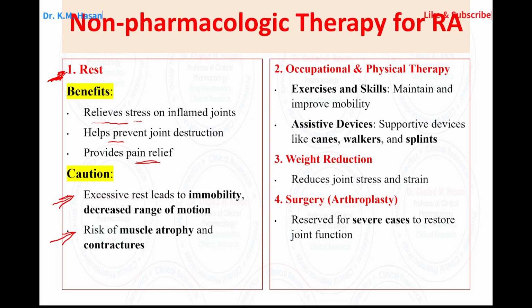Again, for the occupational and physical therapy, I will leave this one to the physical therapy specialist to discuss how to approach the patient with rheumatoid arthritis. If the patients are obese, it's highly recommended to decrease weight and maintain an ideal body mass index. Surgery will be the last resort for the patient with rheumatoid arthritis.